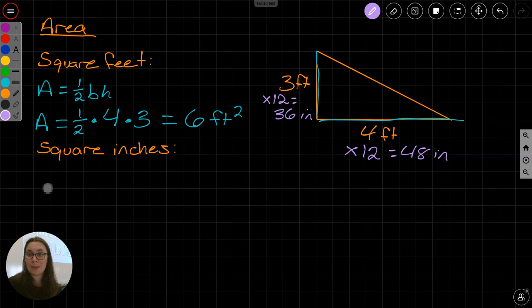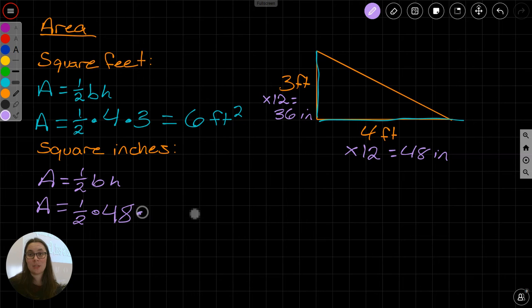So when I go to use my formula, A equals 1/2 base times height. A equals 1/2 times base is 48, times 36. We now have 1/2 times 48 times 36. And 48 times 1/2, half of 48 is 24. So A equals 24 times 36.